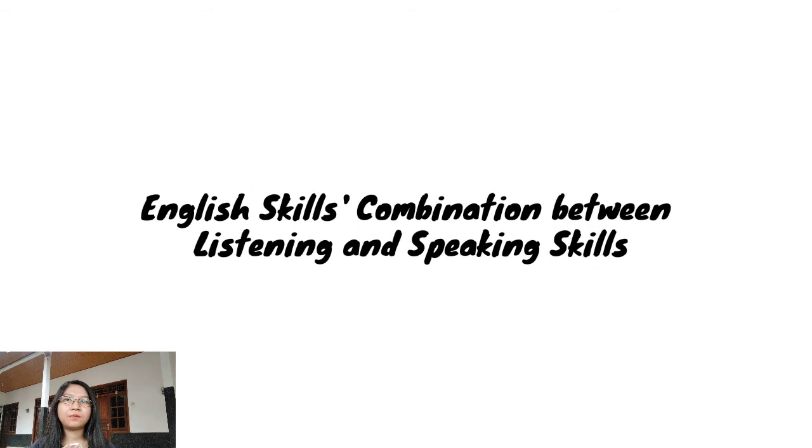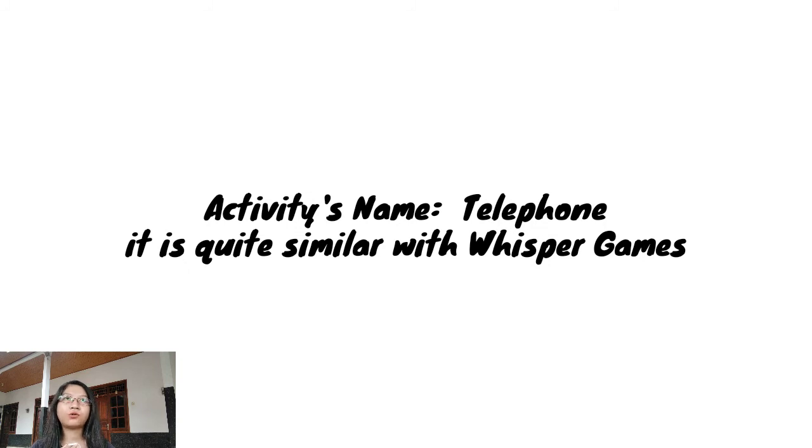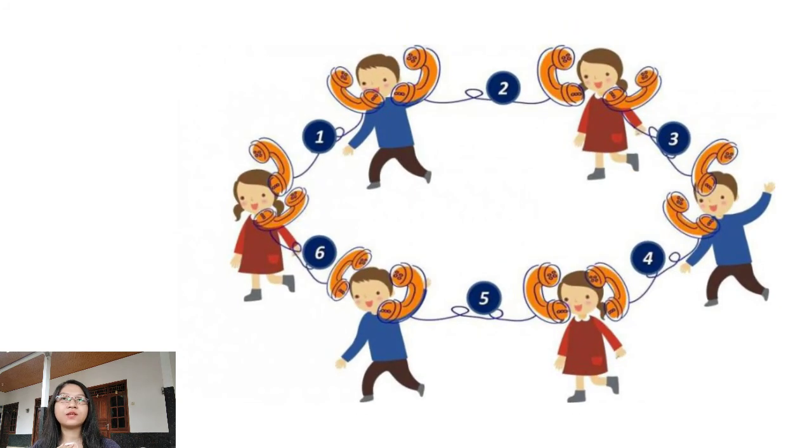The combination between listening and speaking skills, it's called telephone, or it is quite similar to the whisper game. So, first, put students into groups and tell them to sit in a circle. And then nominate a student to think of a sentence, ideally related to the material that has been covered in the class. And then have them whisper their sentence to the next person in the circle, who must listen and repeat what they heard to the person next to them.